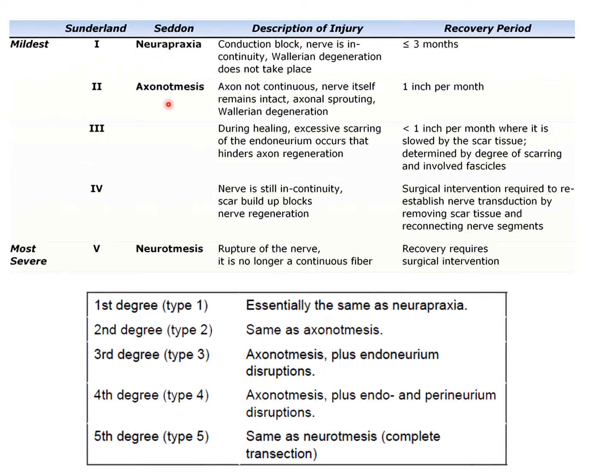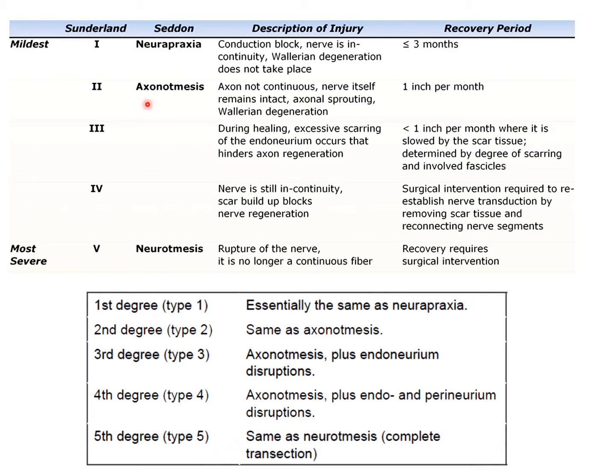Now that is Seddon's classification of injury and that is Sunderland's classification from first degree to fifth degree of injury. Then first degree injury is essentially the same as neuropraxia. Now in neuropraxia there is a conduction block, the axis cylinder, the axon with its endoneurium, is preserved and there is a physiological conduction block without any anatomic disruption. The injury is temporary and the recovery is complete, and the recovery period is less than or equal to 3 months. This is seen in tourniquet palsy and Saturday night palsy, and neuropraxia has the best prognosis for recovery.